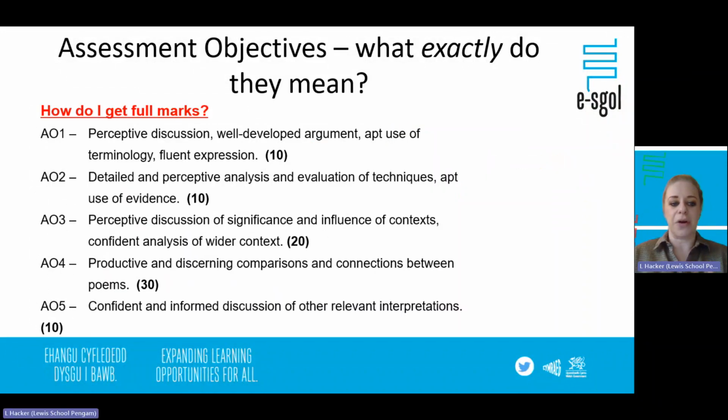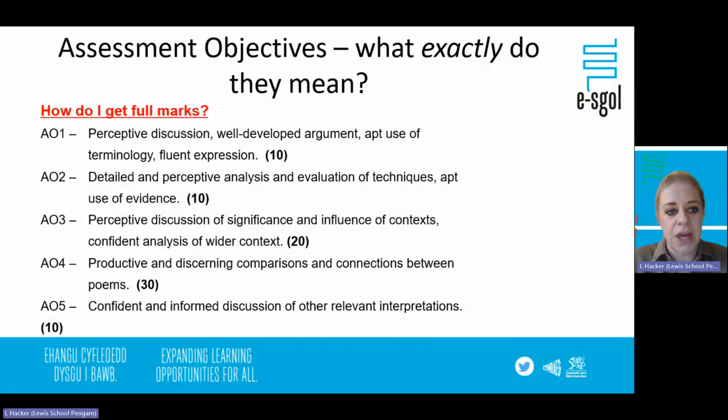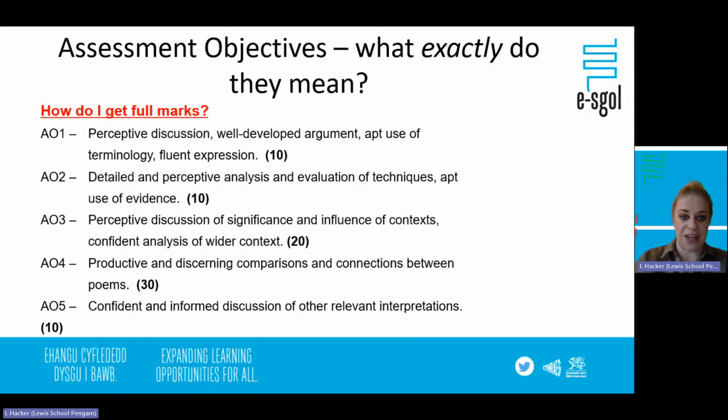Okay, so let's have a look at some band 5 top mark rubric descriptions. The assessment objectives then, what exactly do they mean? So to get really high marks in AO1, you need to demonstrate perceptive discussion of the poems. You need to show a well-developed argument, an apt use of terminology with fluent expression. So we can break that down into 3 sections. Well-developed argument, apt use of terminology, and fluent expression for AO1.